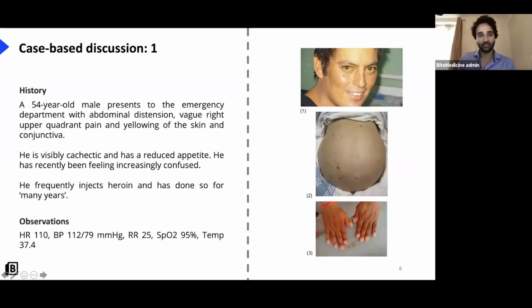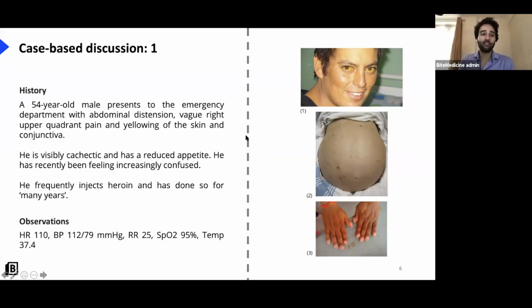So diving into our case-based discussion, this is more just for an opening to get a good understanding of why jaundice is important and how patients may present. The case-based discussion is going to be about this 54-year-old chap, which you see on the right over here, smiling in a little bit of a creepy way, but there he is.